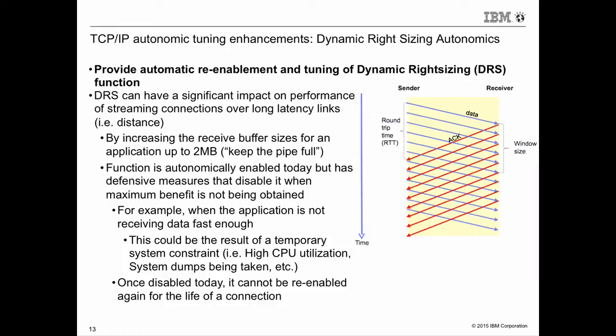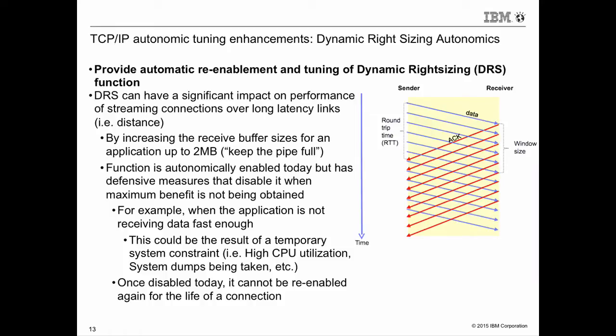So the best way to achieve this is to keep the pipe full by being able to send lots of packets in succession. DRS works by allowing the receive buffer size on the receive side to grow up to 2 megabytes. And that has worked very well for some customers. They've been very happy with what DRS has done for their performance and their throughput.